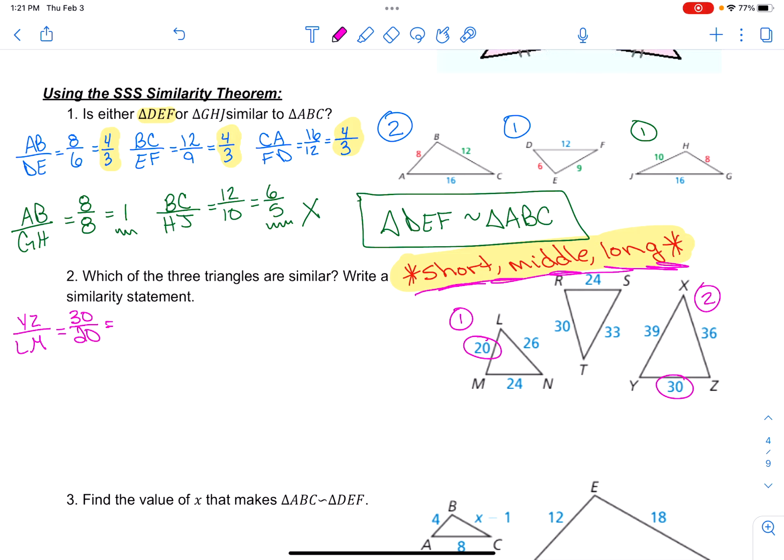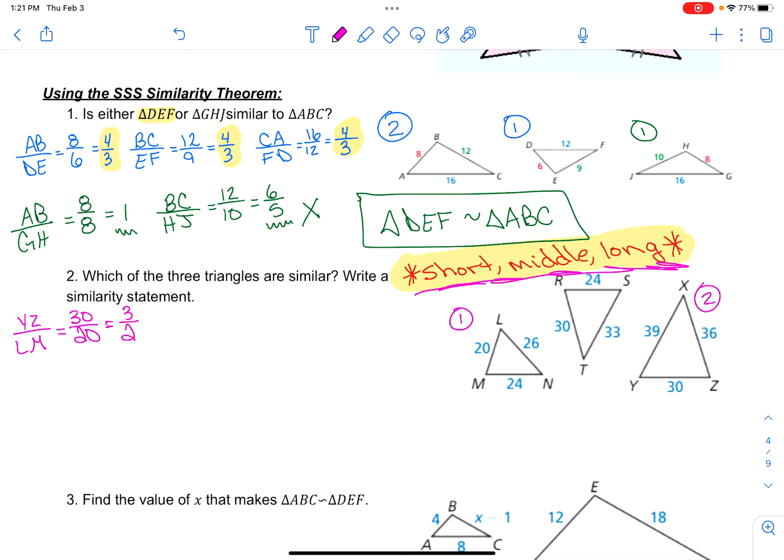Simplifying that, we see that 10 goes into both of these numbers. 10 goes into 30 3 times, and it goes into 20 twice. All right, so that was our short side. Now we want to do the middle side.